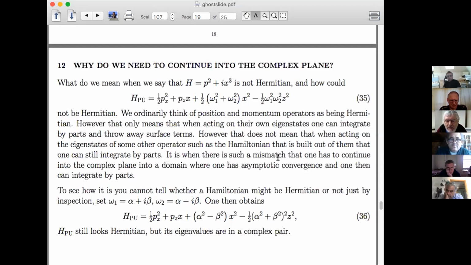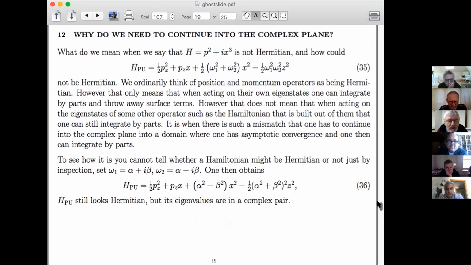It's when there is a mismatch between the eigenstates of the operators in a Hamiltonian and the eigenstates of the Hamiltonian itself that one has to continue into the complex plane, into a domain where one has asymptotic convergence, and one then can integrate by parts. So looking at something is not enough. Now, let's see why it could not be enough.